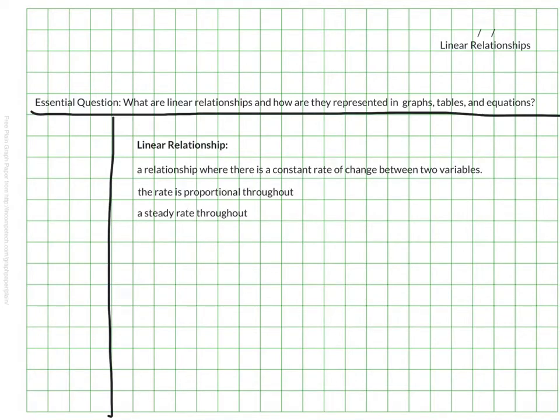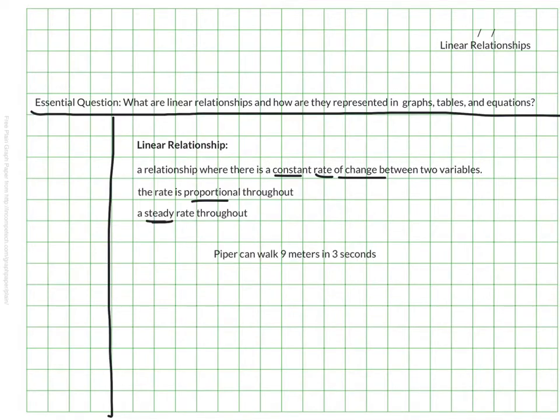So the formal definition of linear relationship is one where there is a constant rate of change between two variables or two quantities. And that means that the rate is proportional throughout the entire relationship. And a non-formal way to think about it is that that is steady, right? So if something's happening and it costs $5 for every pound, then the next pound would also cost $5, and the next pound would cost $5, and so on.